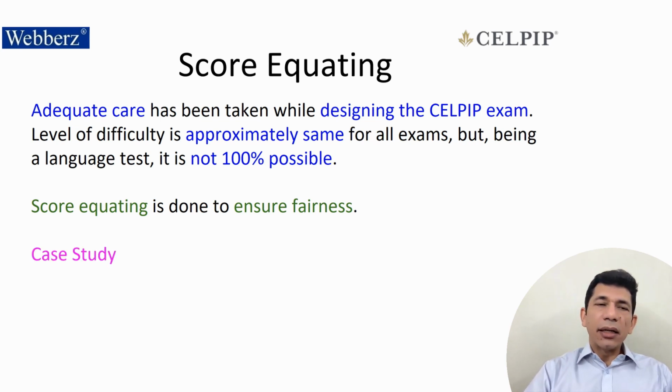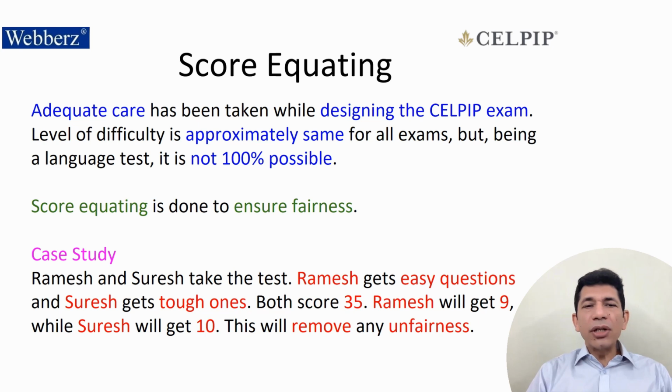Let's take a case study. Suppose there are two people, Ramesh and Suresh, they take the test. Ramesh gets easy questions and Suresh gets tough ones. Both score 35. Ramesh will get 9, Suresh will get 10. This will remove any kind of unfairness.